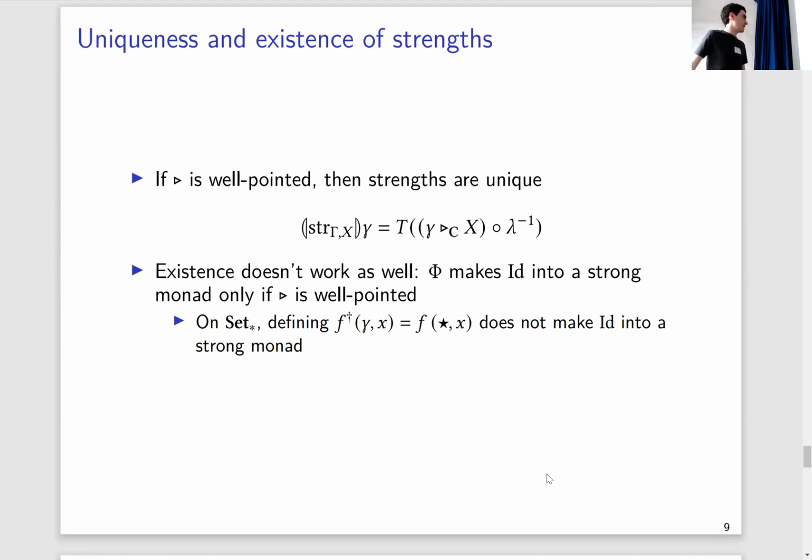Out of the examples I gave, this only occurs for sets. It does not occur for posets or for pointed sets or anything like this. So for example, in pointed sets, we end up with a strength that just discards gamma and just converts it into star. And this does not make the identity into a strong monad.